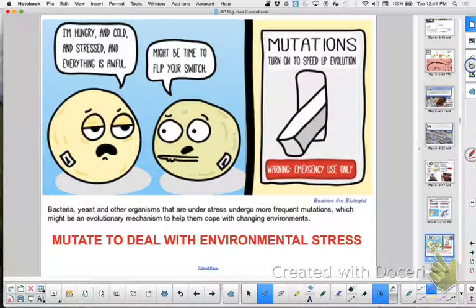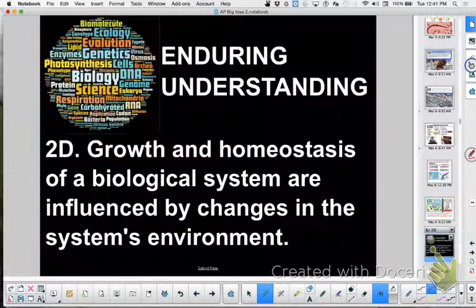It says bacteria, yeast, and other organisms that are under stress undergo frequent mutations, which might be an evolutionary mechanism to help them deal with their environment. I can't deal with this environment, so I will just mutate. Anything will be better than what I'm doing now because what I'm doing now is dying. Okay, so it's worth it to mutate. And that is the end of that enduring understanding.